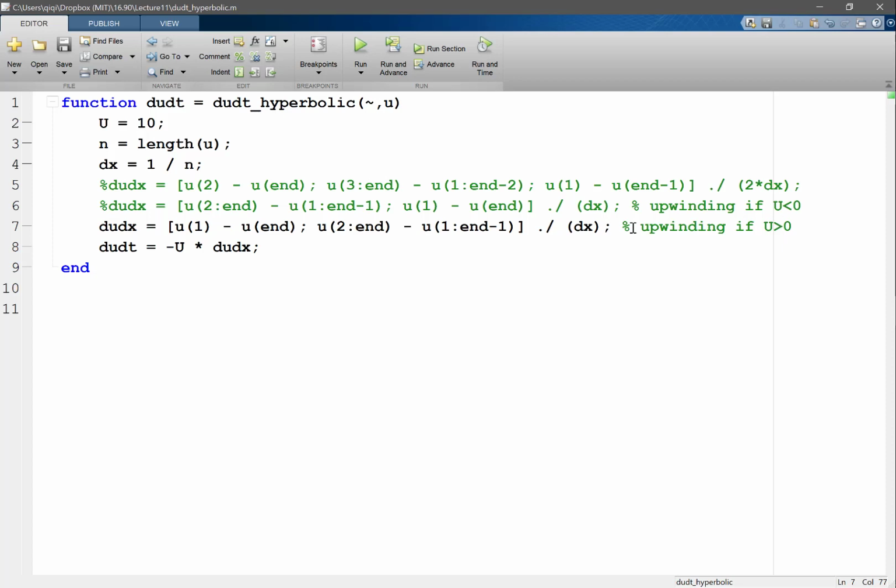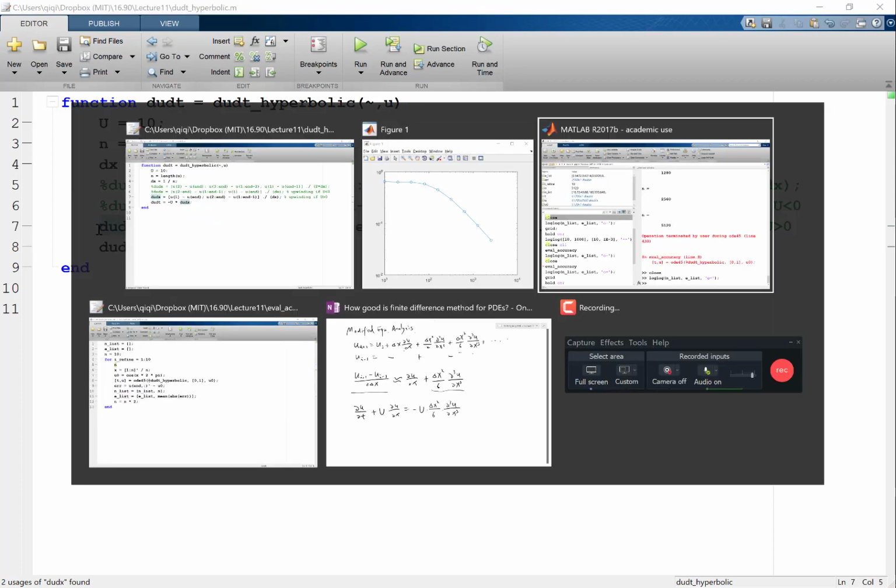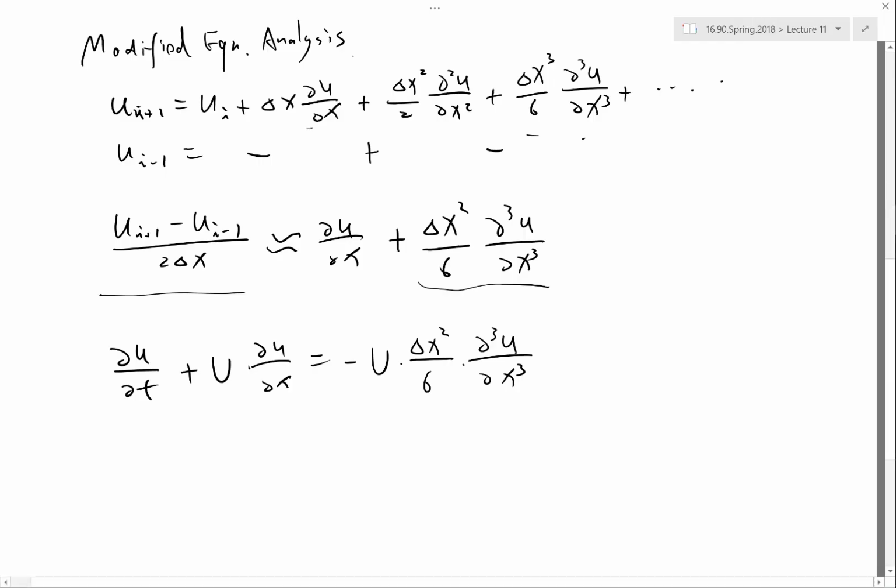Is it possible to interpret it using eigenvalues and the region of stability? Of course, it is possible to use eigenvalues. So what is the matrix going to be like if you have, let's say, the upwinding if u is greater than 0?